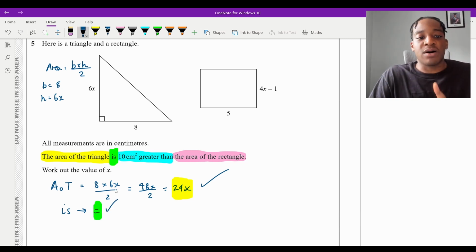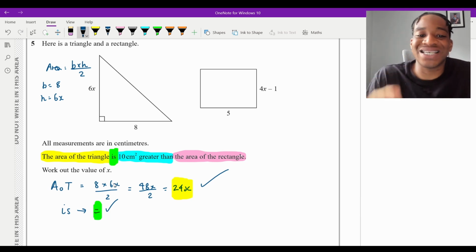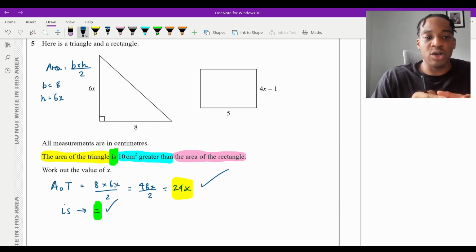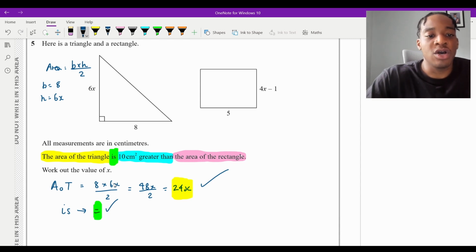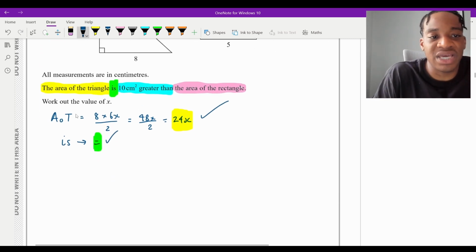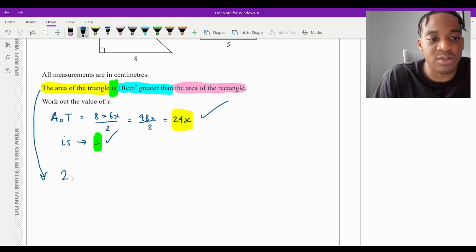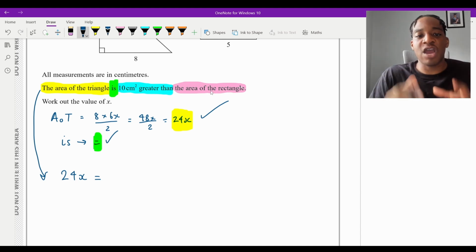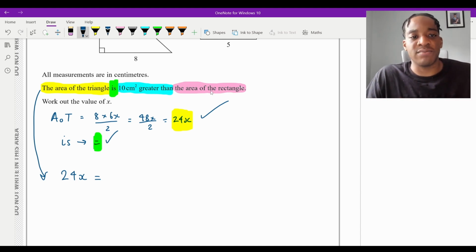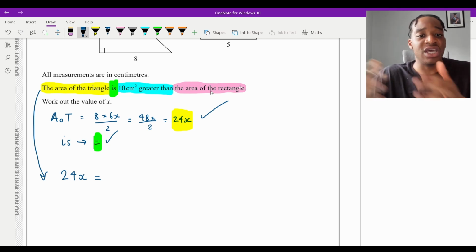Now, the next part is 10 centimeters squared greater than, sorry. The area of the triangle is 10 centimeters squared greater than the area of the rectangle. Let us just piece this together so far. This part here is 24x, and then the "is" equals. And then we've got 10 centimeters squared greater than the area of the rectangle. That just means that we figure out the area of the rectangle and then we just add 10 to it, right? Because the area is 10 more than the area of the rectangle.